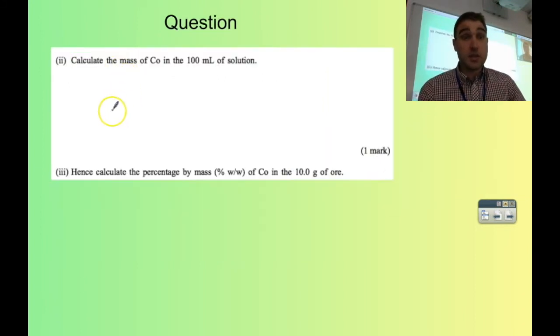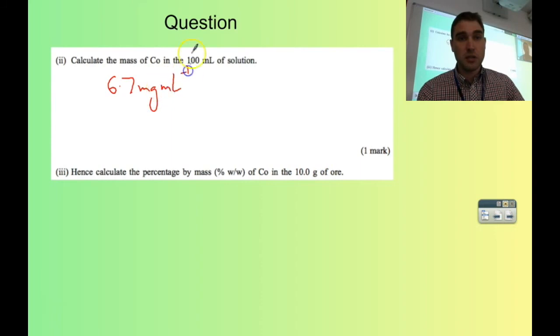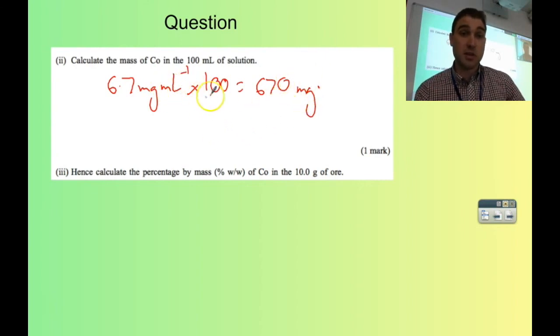The next part of the question says, calculate the mass of cobalt in 100 mils of solution. We had 6.7 milligrams per milliliter. We've got 100 milliliters, so we're going to times that by 100. 6.7 times 100 is 670 milligrams, so that's the mass. We times by 100 mils, so that cancels out those two. There we go, so we get 670 milligrams.